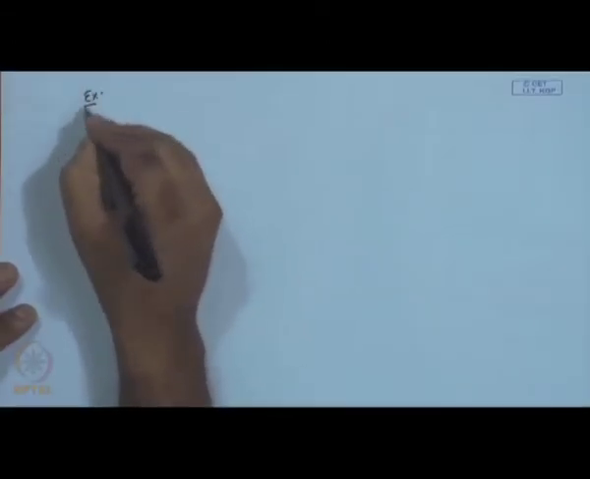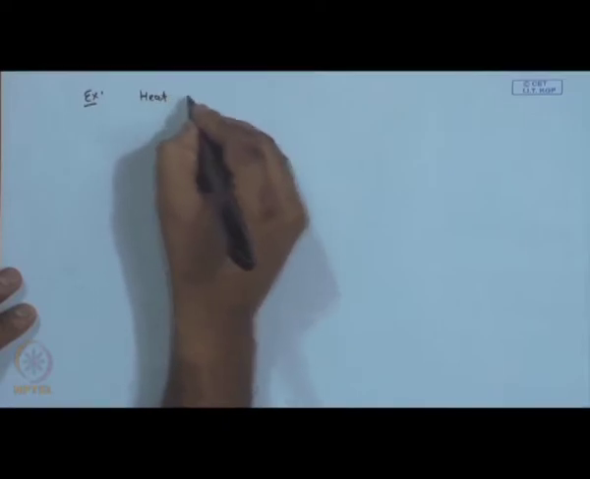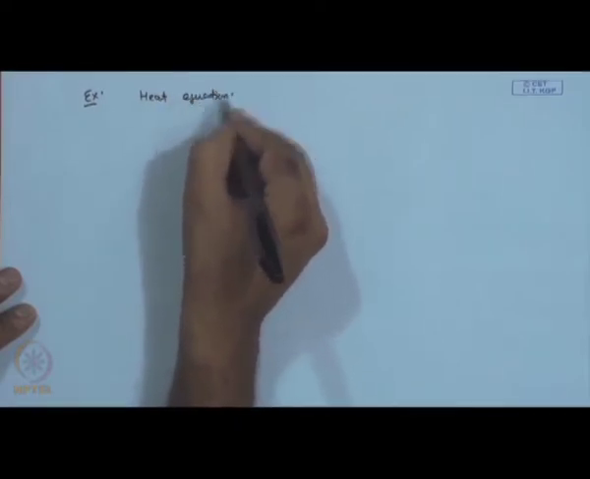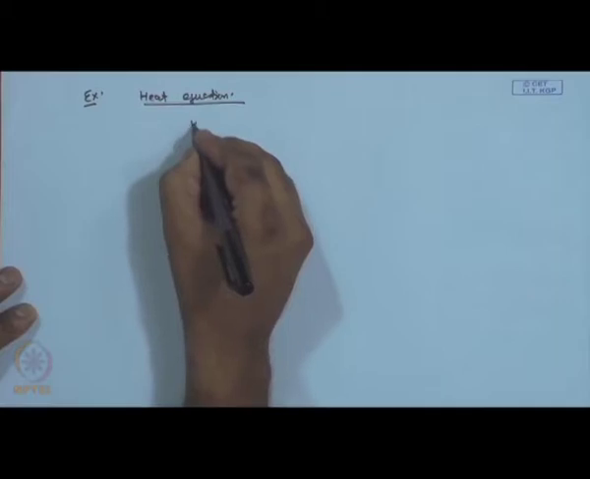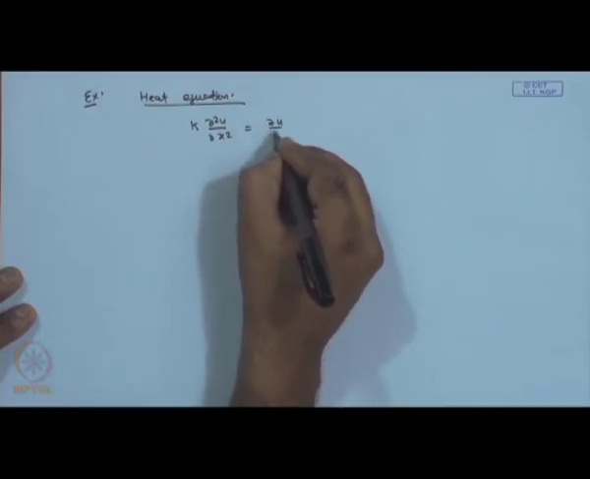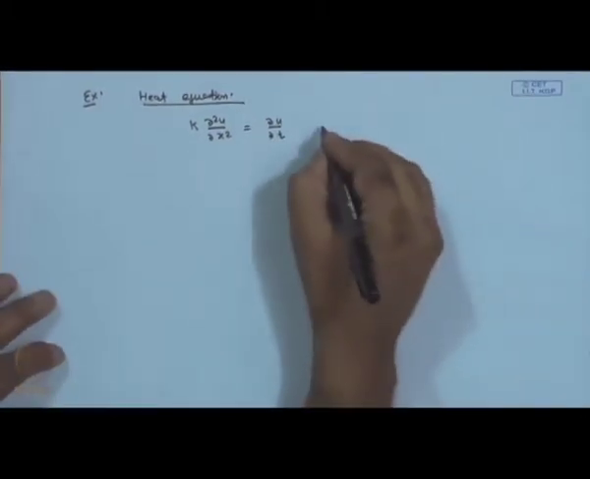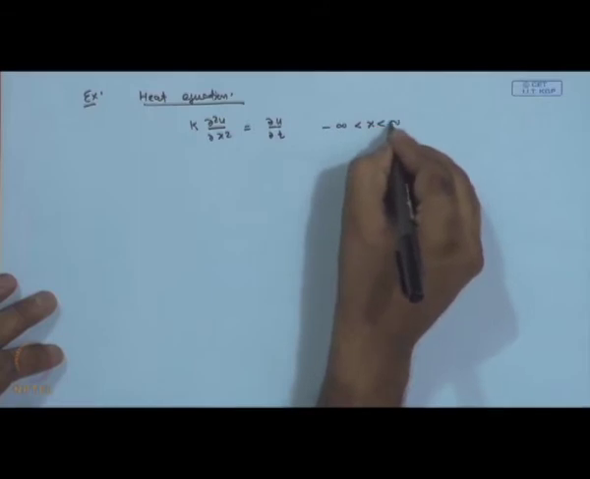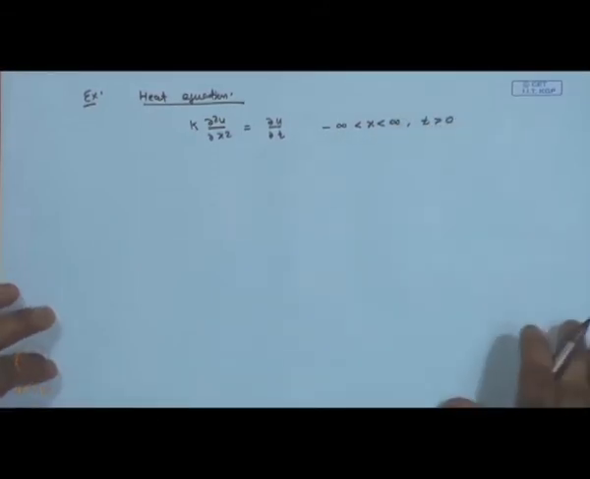A short introduction to partial differential equations I have already given in the Laplace transform case. So, we will directly go to the application to PDEs. We will first solve the heat equation, that is k del 2u over del x square equals del u over del t, where our limits are minus infinity to plus infinity and t is positive.